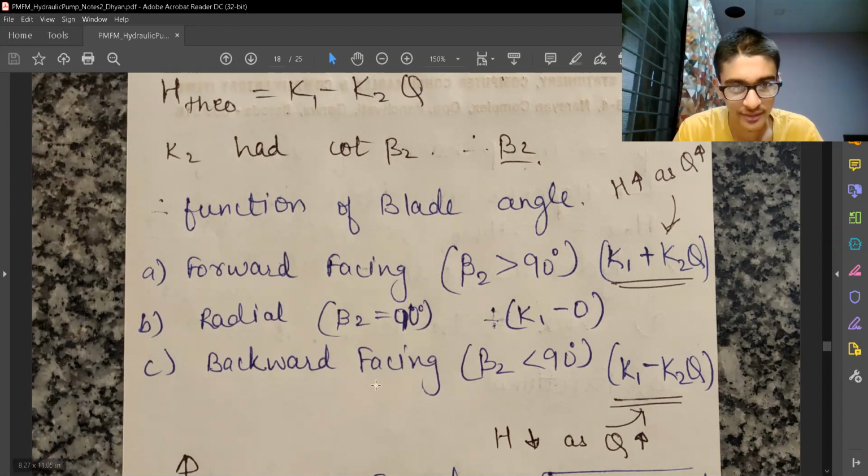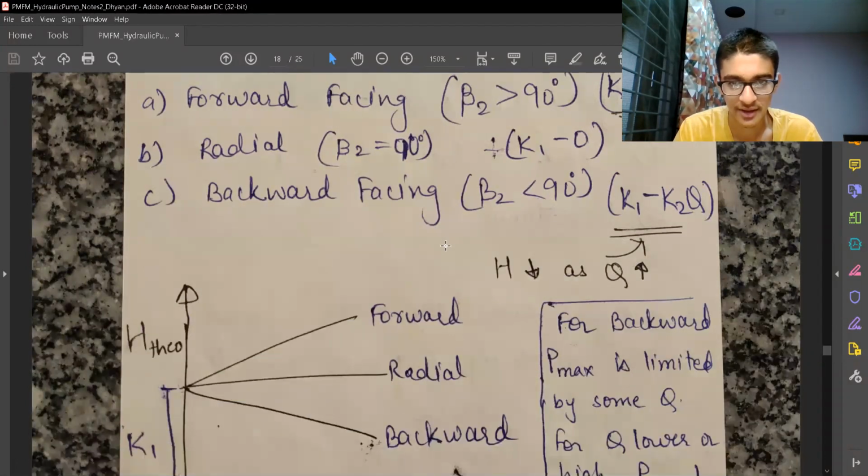The backward facing blades will have beta 2 less than 90 degrees, and that's what we have seen earlier. We will have an expression K1 minus K2 times flow rate. So as we increase the flow rate, we are going to decrease the theoretical head which we are getting.